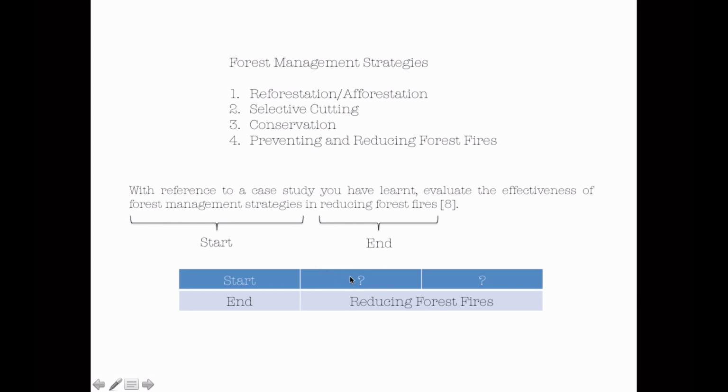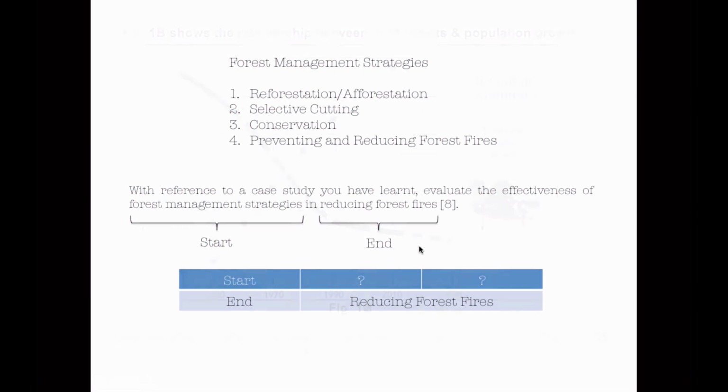The most obvious starting point will be conservation, which is to entirely give this patch of forest a conserved status, so that nobody can do anything to the forest, just like the Bukit Timah Nature Reserve. So you can't even burn it. Therefore, option number 3 is related to the ending point. The other one is to prevent and reduce forest fire by educating the people on the disadvantages, the pollution involved in burning forests to clear them. So this is another option you can use.